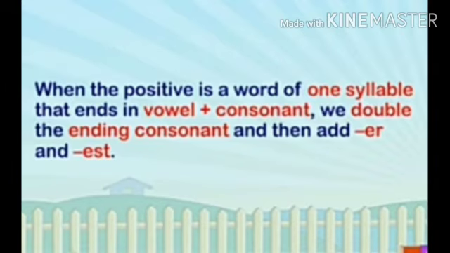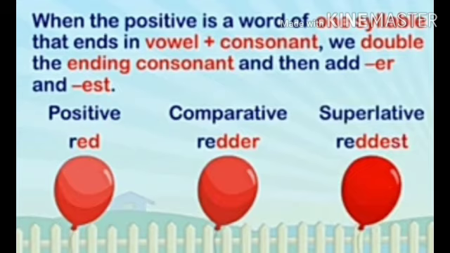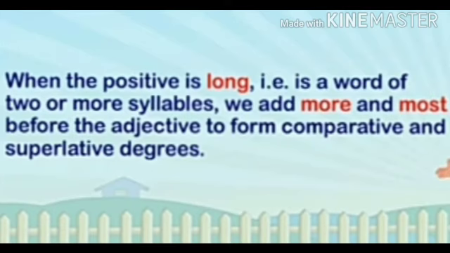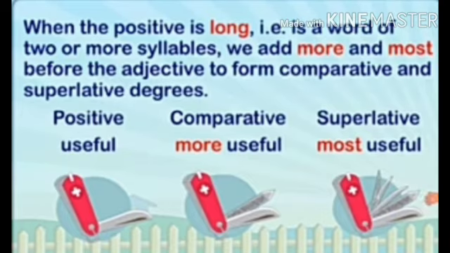Next is when the positive is a word of one syllable that ends in vowel plus consonant, we double the ending consonant and then add er and est. For example, red, redder and reddest. Children, when the positive is long, that is, it is a word of 2 or more syllables, we add more and most before the adjective to form comparative and superlative degrees. For example, useful, more useful and most useful.